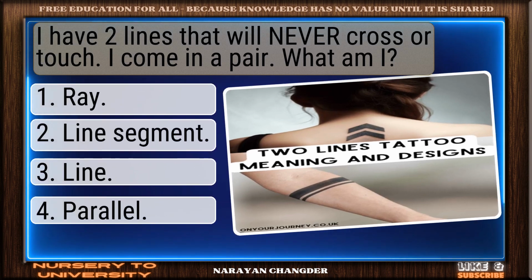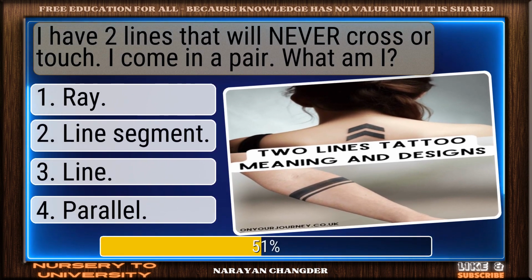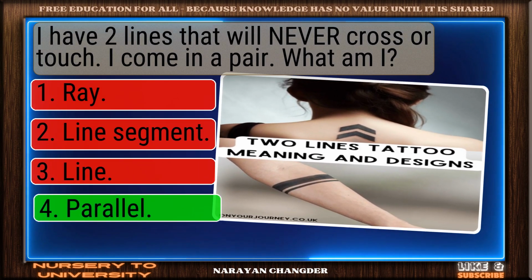Question number 81. I have 2 lines that will never cross or touch. I come in a pair. What am I? Perfect. Parallel is the correct choice.